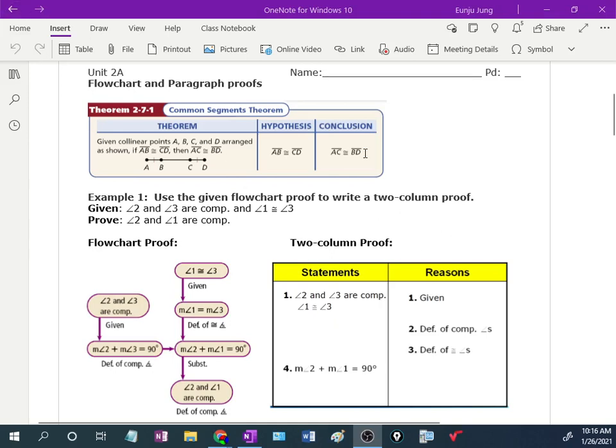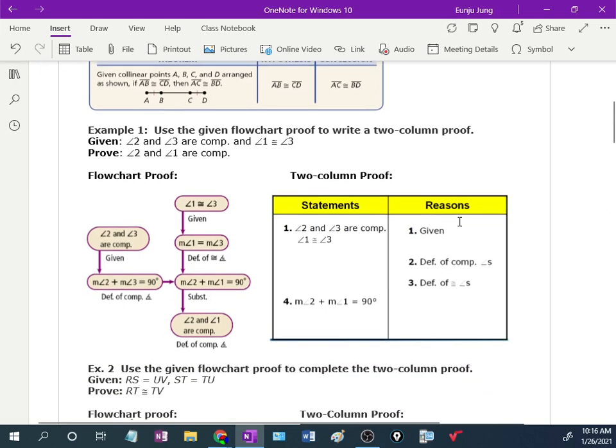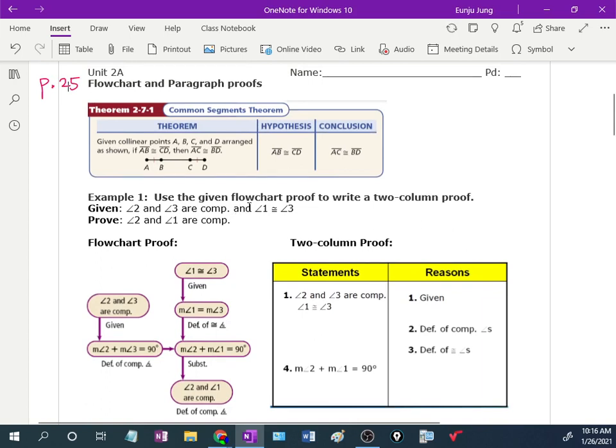In this video, we will do page number 25, and we will do flowchart and paragraph proof. And we will compare it to two-column proofs. So let's see, example 1. Use the given flowchart proof to write a two-column proof. So given information and prove this statement.